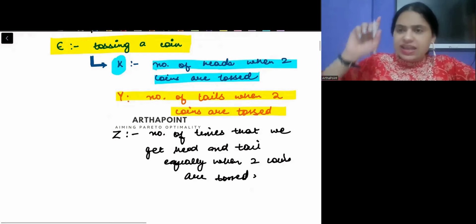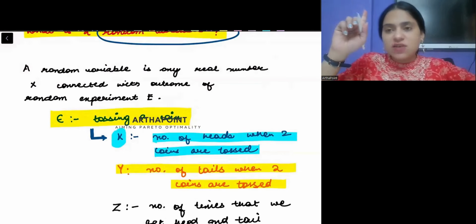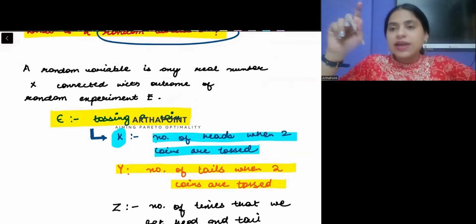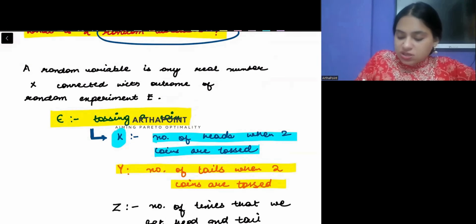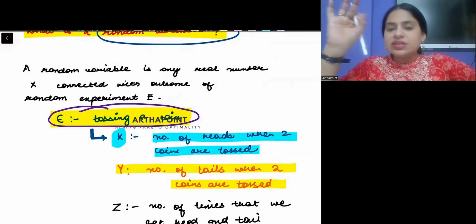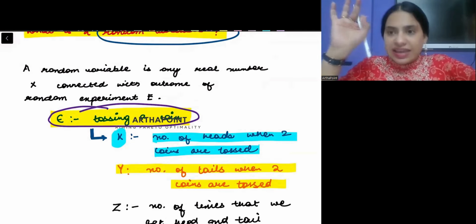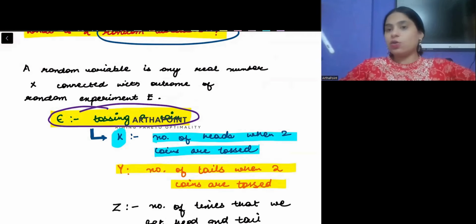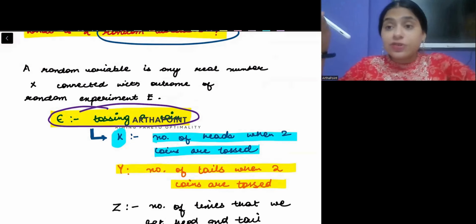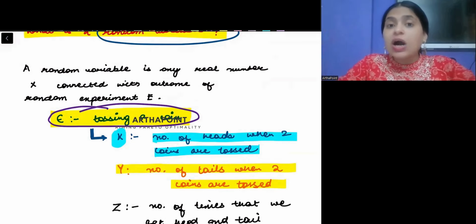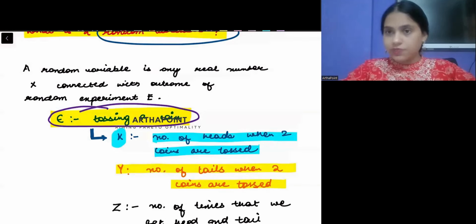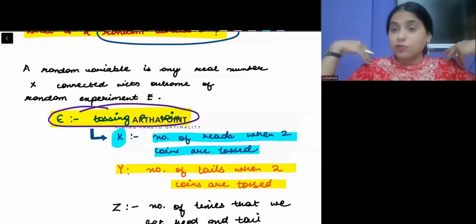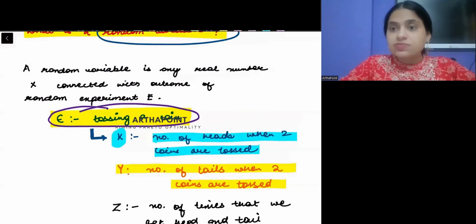So I can write any variable. I have just one experiment with me, and that experiment E is tossing a coin. Based on the experiment, I can have different outcomes depending on how I want to describe my random variable. So my random variable can be the number of heads I get when two coins are tossed. It can be the number of tails I get, or it can be anything else, right?